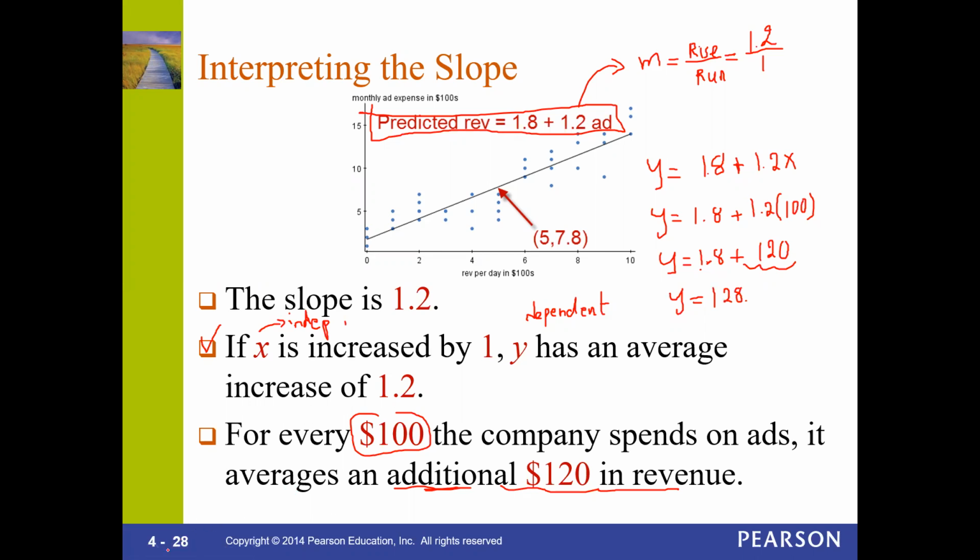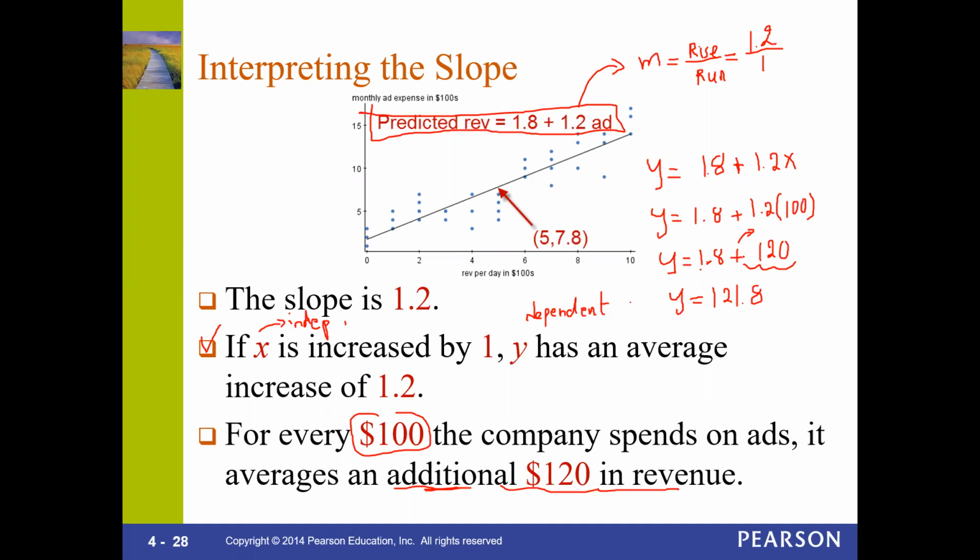You see, 121.8. That's the reason they say addition, because of the process. I mean, they still have to spend every month 1.8. They still have to do that. But if they spend $100 in ad, they have to spend an additional 120.